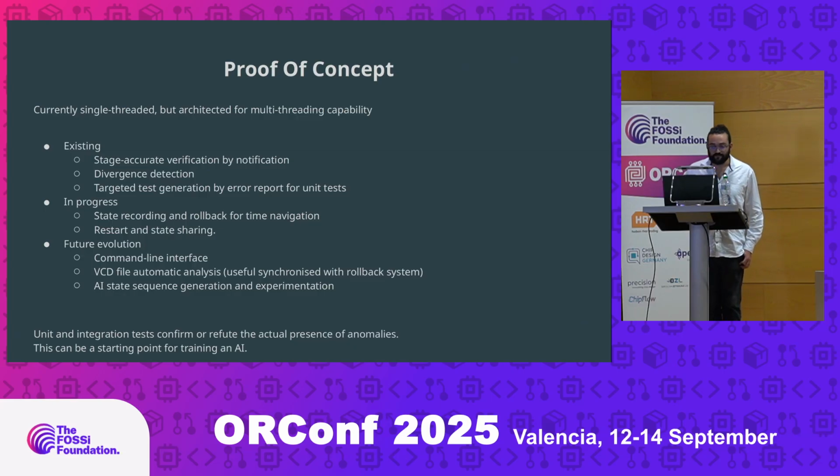So it doesn't replace the unit tests, it just integrates them, and it generates the stimulus. The proof of concept: I'm alone on this project, so you understand there is a difference between what exists, what I work on, and what we can do. Currently I have stage accurate verification by notification, divergence detection, and targeted test generation by reports for the unit tests. I work on the state recording for the rollback and time navigation, and restarting on state sharing. For the future evolution, we need a command line interface, a bit like GDB, and automatic VCD file analysis, synchronized with the rollback system for analysis.